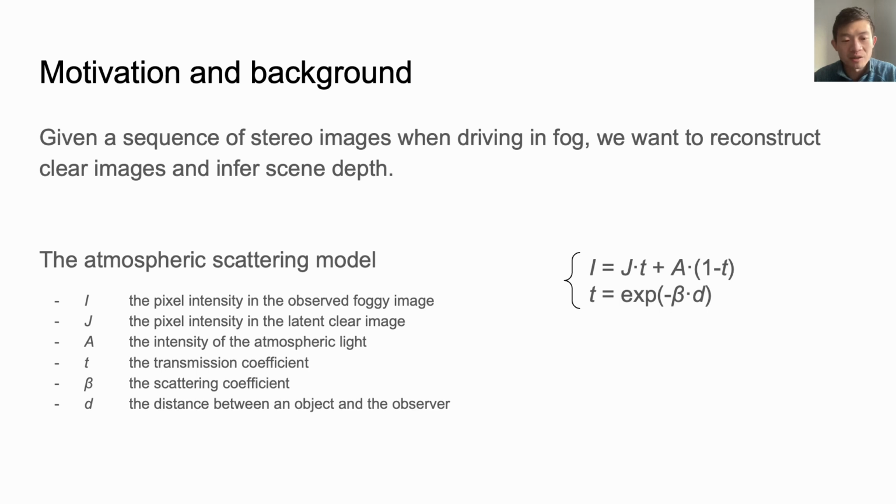Just a brief introduction on the atmospheric scattering model, which is widely used when modeling the image formation through fog. Basically it says that the observed intensity I is a convex combination between the latent clear intensity J and the atmospheric light A. The coefficient is called transmission coefficient T, which is determined by the scattering coefficient beta and the distance between an object and the observer d.